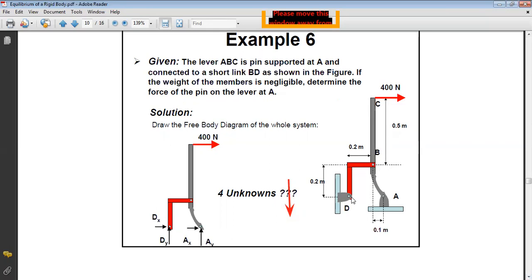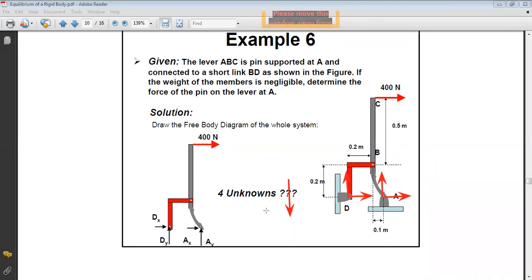Okay? Let us try to first consider the whole system. If I consider the whole system, if I don't divide it into parts, what are the external forces acting on it? First, at A you have a pin. This means that you have Ax and Ay. Okay? And at D also you have a pin. This means that you have Dx and Dy. So how many unknowns do you have here? If you consider the whole system, you have 4 unknowns.